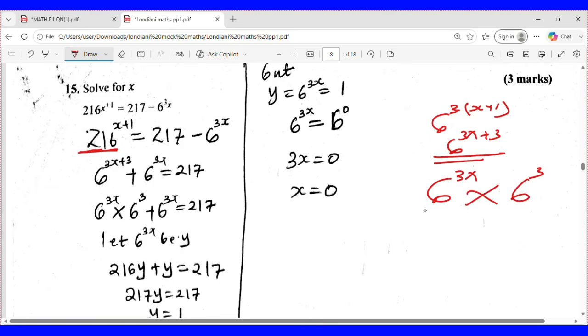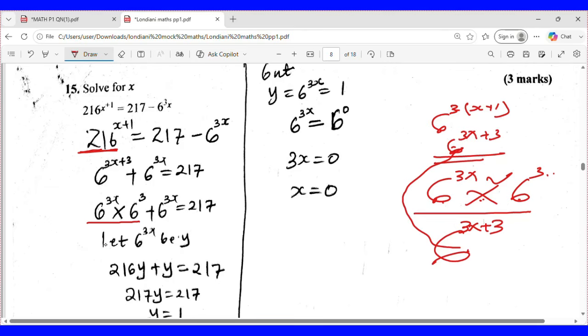Now, when you are given this one and you are told to simplify this, what do you do? You check that the bases are the same, right? You take one base. And this is multiplication. Multiplication, you add the powers. So this is 3x, you add this 3. You see now we are going back here. So when you are given this one, you must understand that it is this one. Okay? Very important.